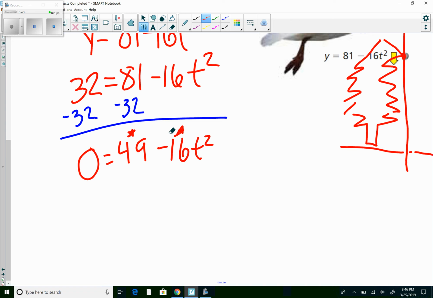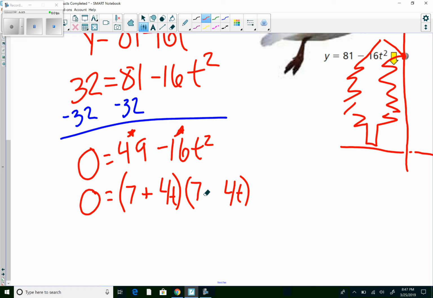What do we know about both 49 and 16? They're both perfect squares. So let's break 49 up into 7 and 7. And again, we know we have to use the perfect squares because we don't have a middle term. So 49 breaks up into 7 and 7, 16 breaks up into 4 and 4, and then I have to put a t with each of those. The middle term is gone, which means our signs have to be opposite of each other.